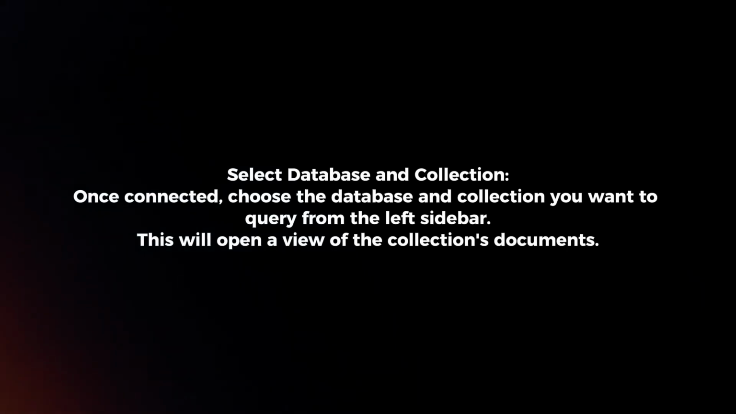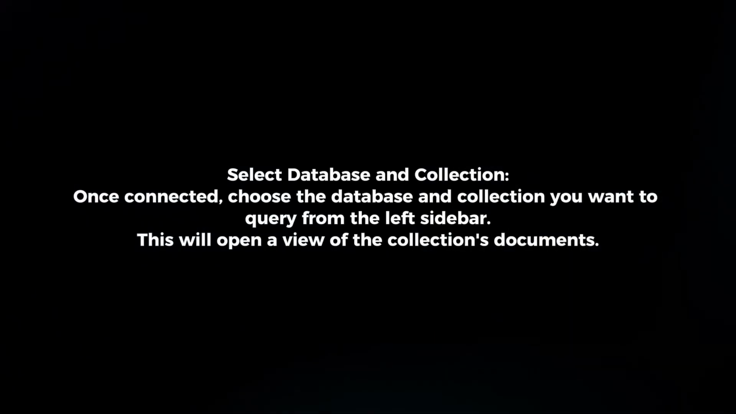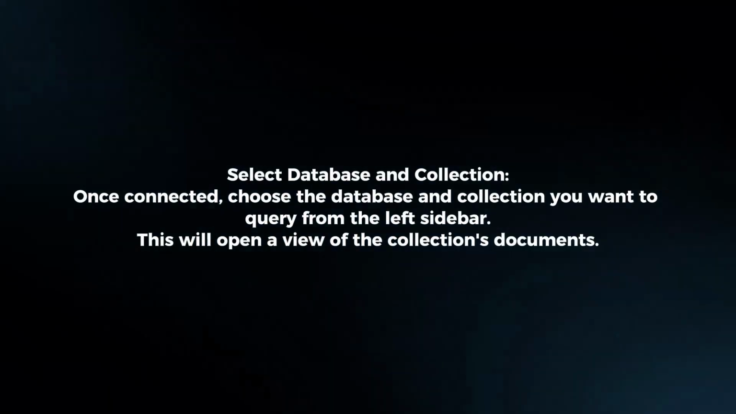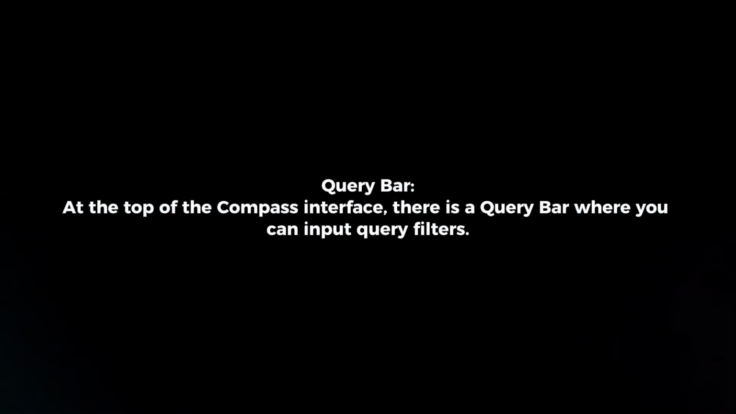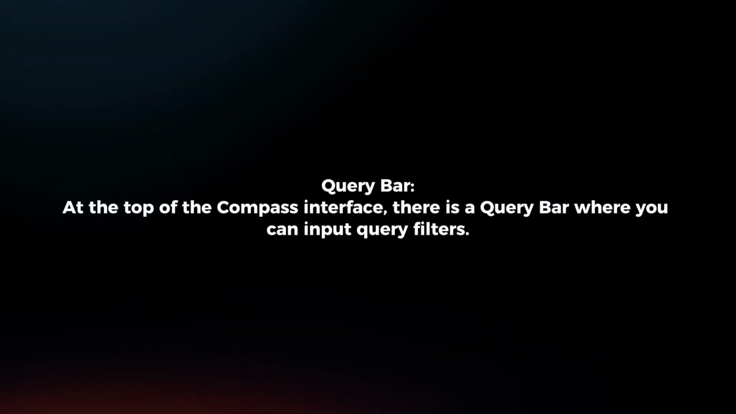Select Database and Collection. Once connected, choose the database and collection you want to query from the left sidebar. This will open a view of the collection's documents. Query bar. At the top of the Compass interface, there is a query bar where you can input query filters.